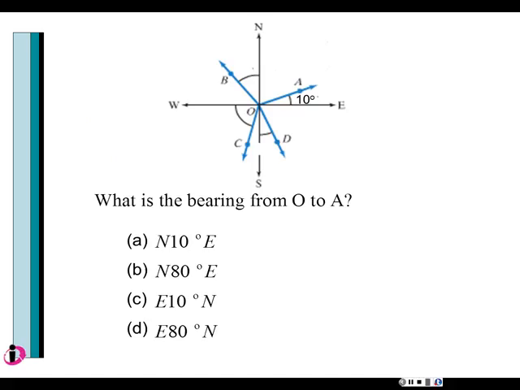See, the angle is given from the east side, right? So you are going from east to north. So it's something like east 10 degree north, which is C.